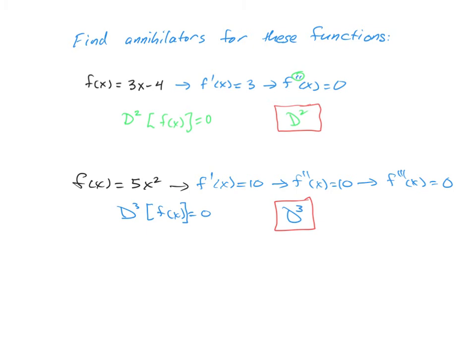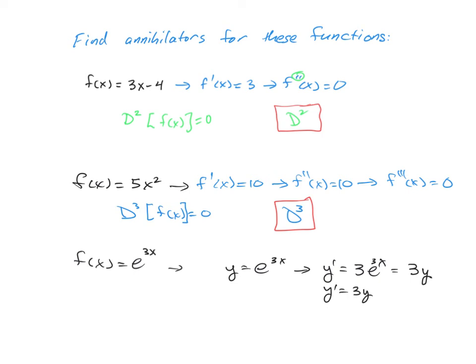Now, exponential functions work very differently. So let's take a look at f of x is equal to e to the 3x power. When you look at these kinds of annihilators, you want to think about differential equations backwards. If y is equal to e to the 3x, then the derivative y prime is equal to 3 times e to the 3x. So that's really 3 times y. So y prime equals 3y would be that differential equation.